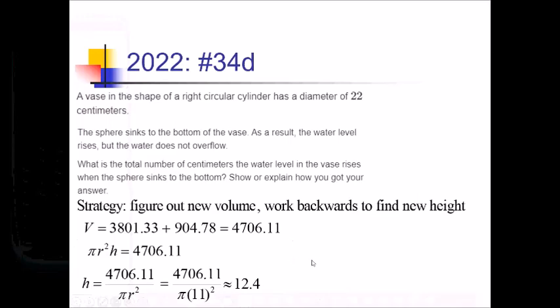12.4 we'll round it off to. Now, we're not done with the problem because they asked what's the number of centimeters the water level rises. So to get the change in the water level, I need to do 12.4 minus the original height, which was 10. And then that's going to be, I don't need a calculator for that. That's going to be 2.4 centimeters that our water is rising.